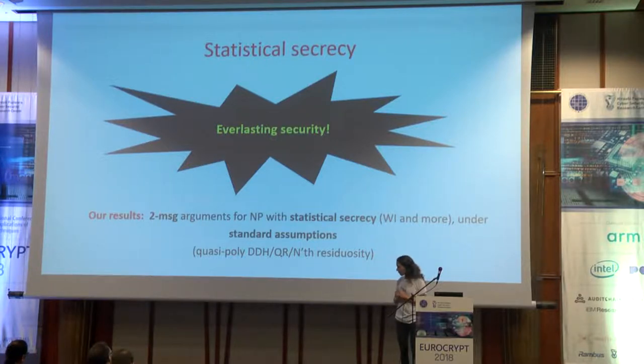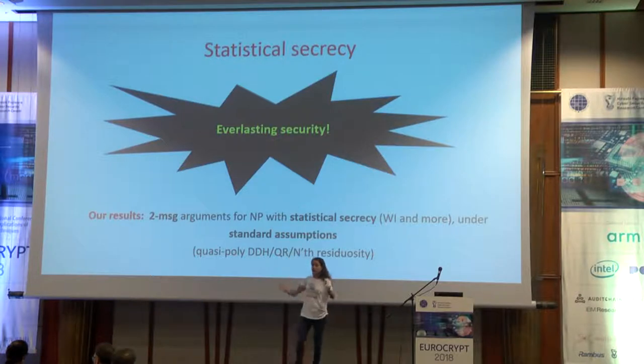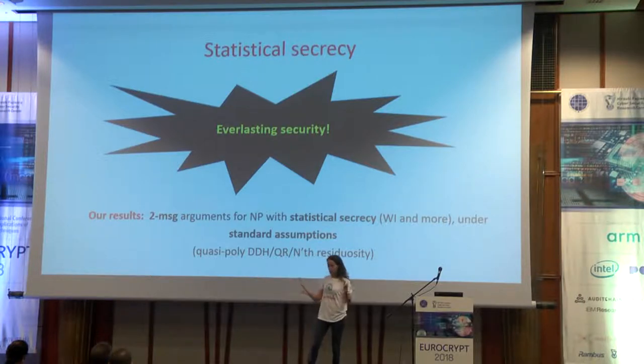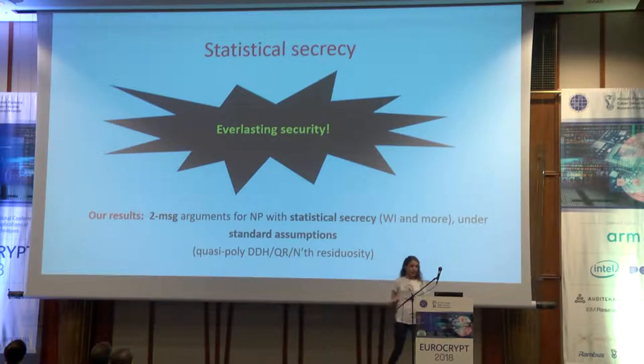I just want to mention that this was all known in the computational setting. Actually, in the computational setting, it was all known from the early 90s by work of Dwork and Naor on ZAPs and witness indistinguishable proofs in two messages. So again, the focus of this talk is on the statistical setting, where we did not have such a result under any standard assumption, besides random oracle type assumptions, in two or even in three messages, actually.